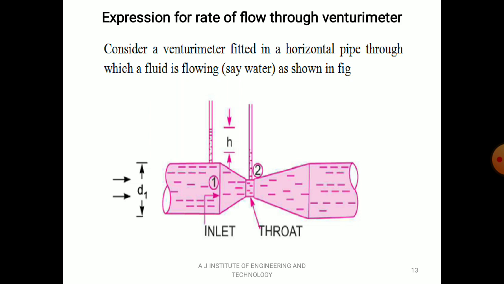So once you get a reduction in pressure, we can get the value of velocity. By using the value of velocity, we can calculate the discharge using the expression Q equal to AV. So that's the principle of Venturimeter. So let's go for the derivation.